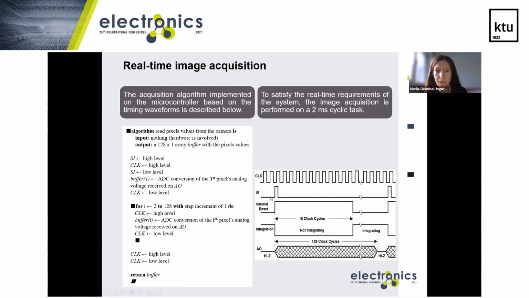So firstly, the serial input is set to high, the clock is set to high, the serial input is set to low, and the analog voltage for the first pixel is read. After, the analog voltage for all the other pixels is read based on the clock cycle. Of course, because we have an analog voltage, an analog to digital converter is used. At the end, the algorithm returns a buffer which contains the values from all 128 pixels.